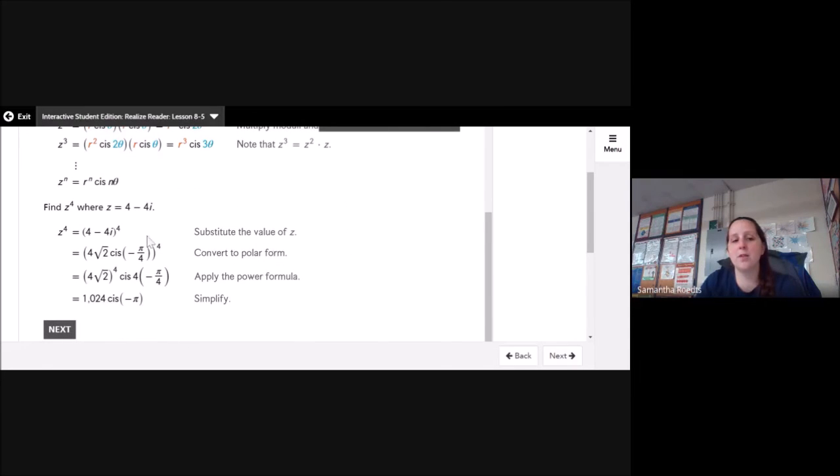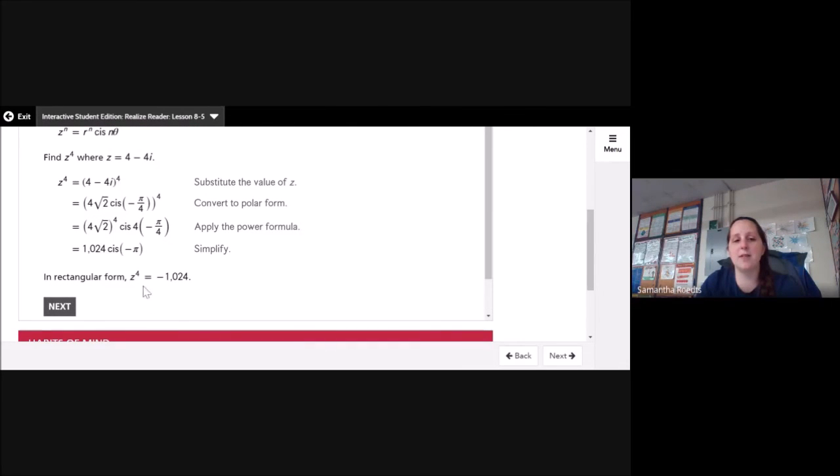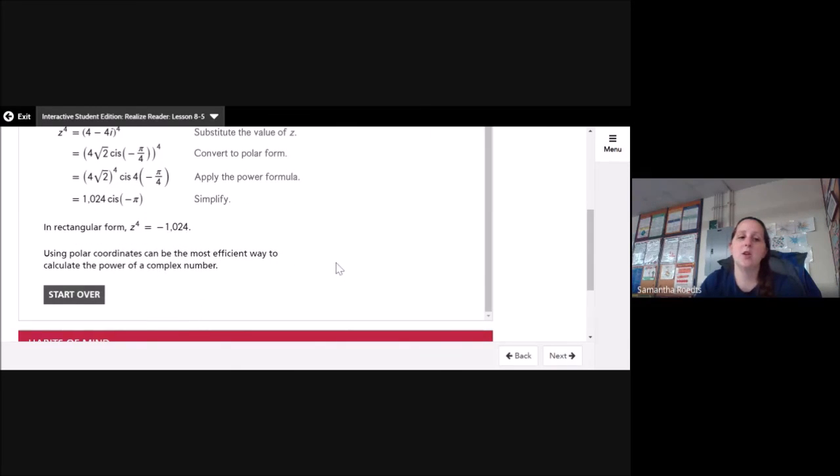So I find z to the 4th, where z equals 4 minus 4i. So I'm taking 4 minus 4i to the 4th, which would give me 4 square root of 2 cis negative pi over 4. So I converted it to polar form. So I'm taking 4 square root of 2 and I'm raising that to the 4th power. And then I'm taking cis and then I'm moving that 4 down in front times negative pi over 4. So this gives me 1024 cis negative pi. In rectangular form, z to the 4th equals negative 1024. Using polar coordinates can be the most efficient way to calculate the power of a complex number.